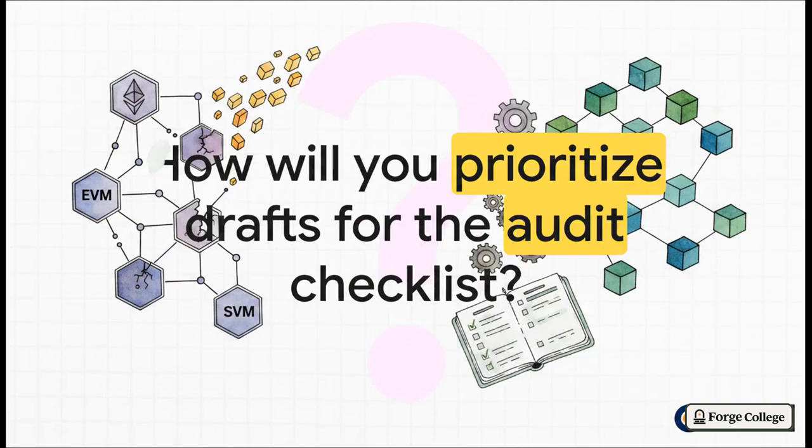I want to leave you with this final, somewhat provocative thought. Now that you have these incredibly detailed drafted mappings, how will you prioritize them for your final actionable audit checklist? That is exactly what we are going to be covering in our very next module. I really hope this mapping framework helps you shift your security mindset safely from EVM to SVM.